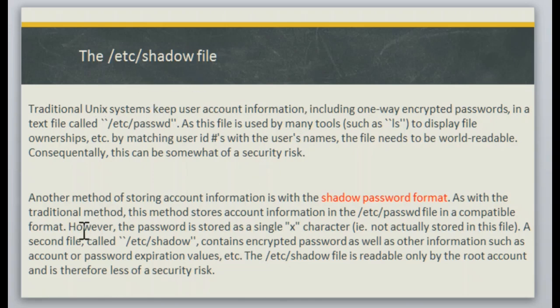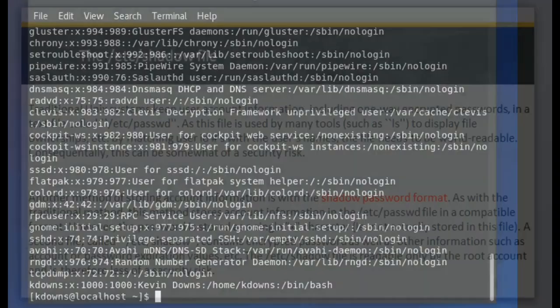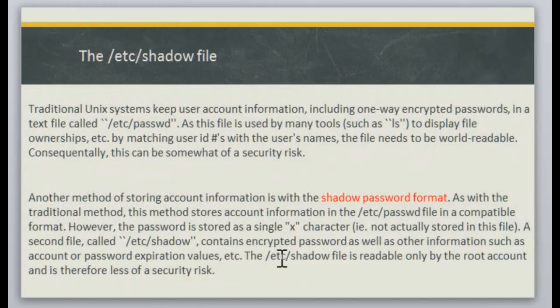So we have a much better method of actually storing passwords, and that's going to be the shadow password format. With this traditional method, the system stores account information in an /etc/passwd file in a compatible format. However, the password is stored as a single X. So let me show you that real quick. You'll see there right next to all IDs and names, you see an X. Okay, so that's the password, but that's just a placeholder for it. So in a second file called /etc/shadow, this is where it contains the encrypted password as well as other information such as account or password expiration values. The /etc/shadow file is readable only by the root account and is therefore less of a security risk.